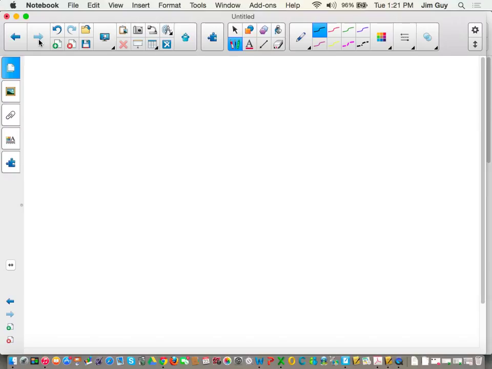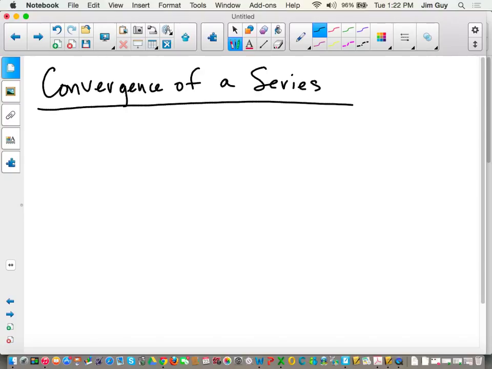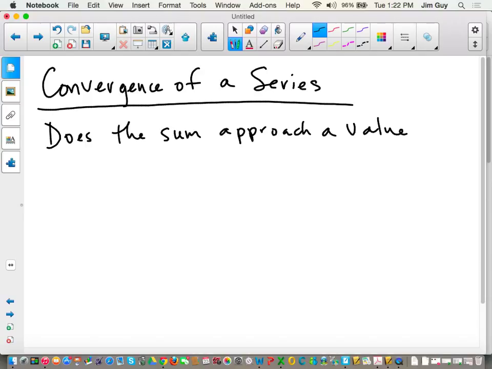So, convergence of a series. Since it's a series, the question is all about the sum. Does the sum approach a value as the term number approaches infinity?